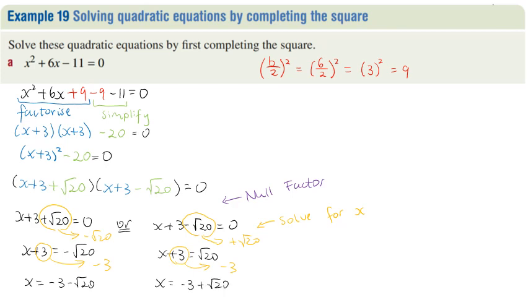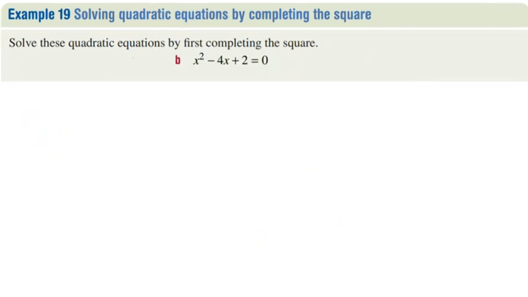There it is, solved. I'm going to go through one more example. This one we need to be careful with negatives. Okay, so the first thing I'm going to do is find out what half of b squared is. In this case, b is negative 4. So I've got negative 4 divided by 2 squared. Negative 4 divided by 2 is negative 2. Negative 2 squared, that means negative 2 times negative 2. That makes positive 4.